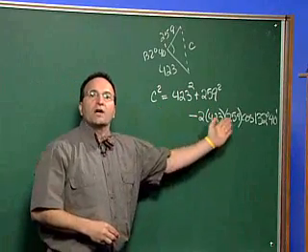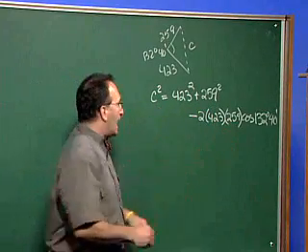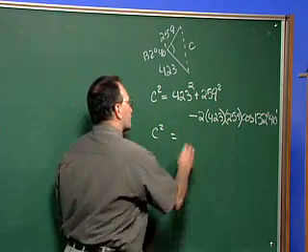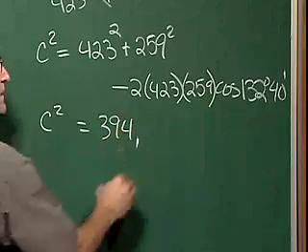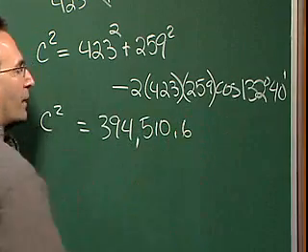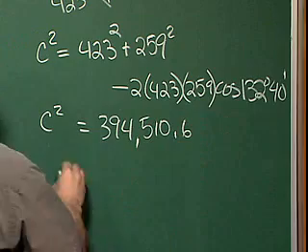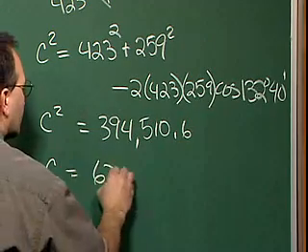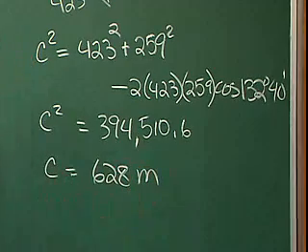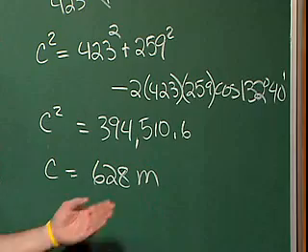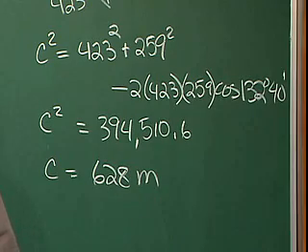Of course, we have to work out all of that mathematics, and we would find that c squared is going to be equal to 394,510.6, and then c itself would be equal to 628 meters. So the distance across the lake is 628 meters.